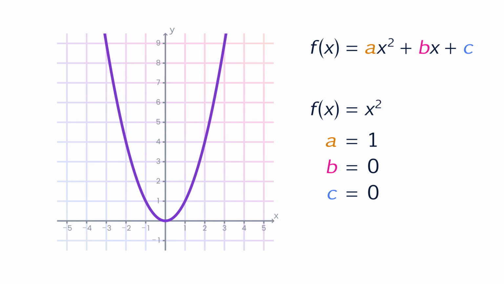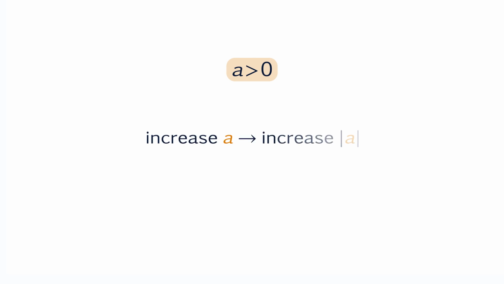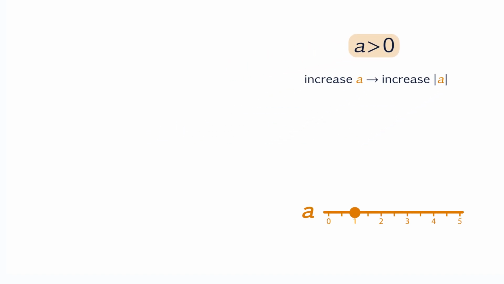Let's first see what happens to the shape of the graph when a is positive, and then what happens when a is negative. Let's check out what happens when you change the value of a. When a is positive, increasing the value of a would increase the absolute value of a. Remember, it's already equal to 1. This slider shows the current value of a.